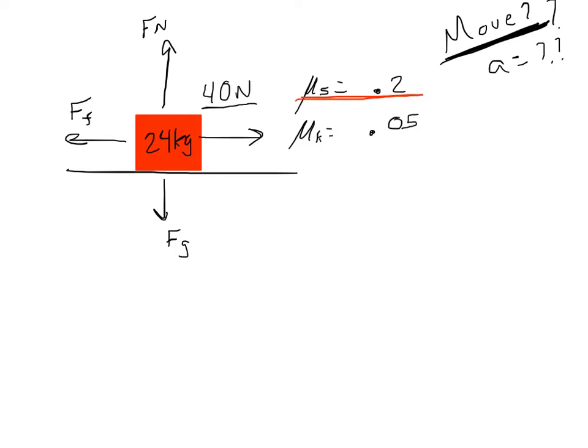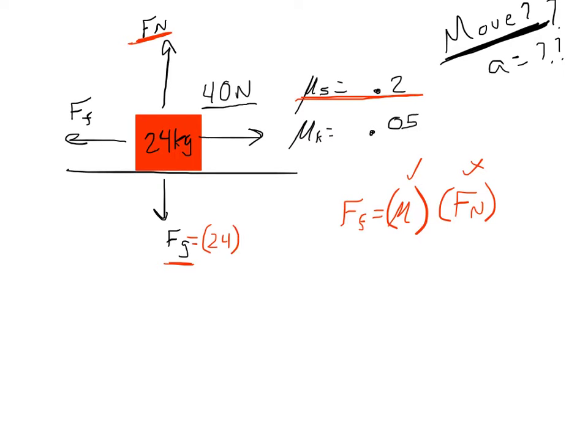In order to figure out the static friction, we first need to use the equation that the force of friction is equal to the coefficient times the normal force. Now we know the coefficient, so now we have to find the normal force, because we don't know that yet. Since the box is not accelerating upwards or backwards, the force of gravity and the normal force are going to equal each other. So the force of gravity is mass times gravity, so it's 24 times 9.81.